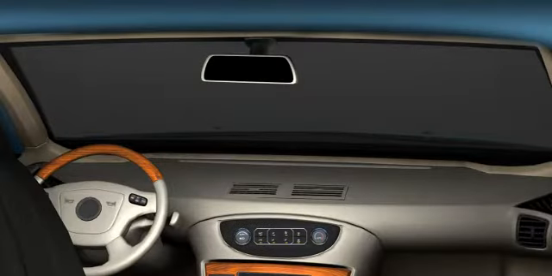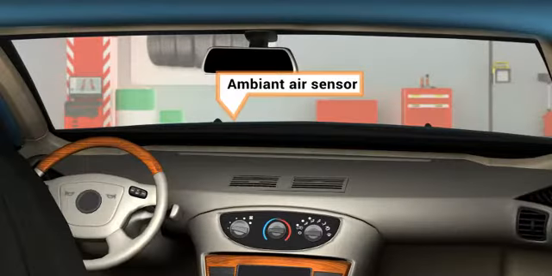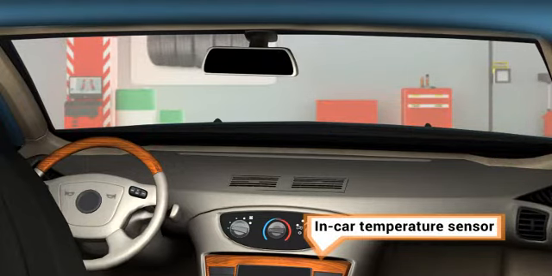A pulse width modulation, PWM, blower circuit is used in a system that has the option for an auto climate control or a semi-auto climate control. In these systems, the vehicle occupants select temperature and blower speed, vent outlets, and temperature of the air selected by the body control module, BCM, based on the inputs from the various sensors. The various sensors used in the pulse width modulation system include, but are not limited to, an ambient air sensor, a sun load sensor, an intake sensor, and an in-car temperature sensor.